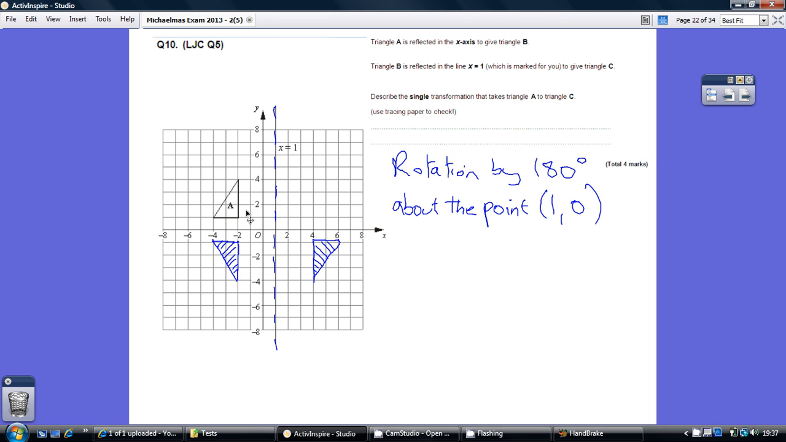Well, using a bit of tracing paper and fiddling around with it, you might be able to see that if you put your centre of rotation right there, you would rotate it all the way around by 180 degrees. If you're not so clear on that bit, not to worry, we'll worry about that another year.